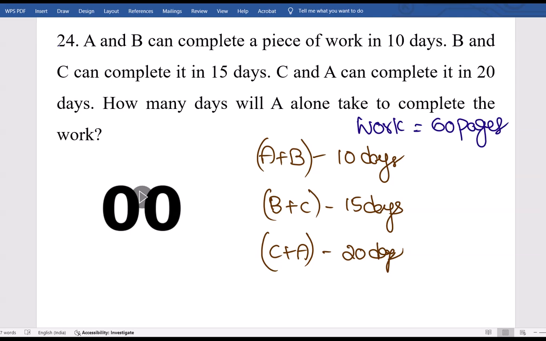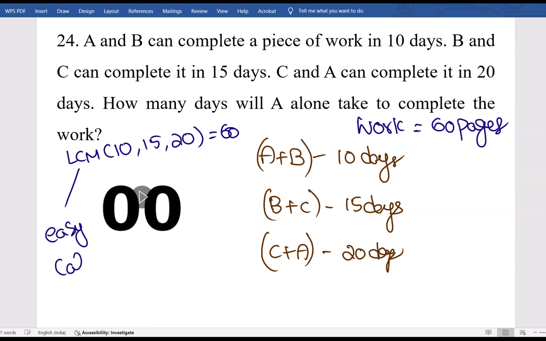Instead of 1, I'm taking 60. Why 60? That is the LCM for given values 10, 15, and 20, which is 60. If by mistake instead of 60 you took 120, the answer will also come. But why are you applying the LCM? For easy calculations and easy understanding. For that purpose, we'll assume it as 60.